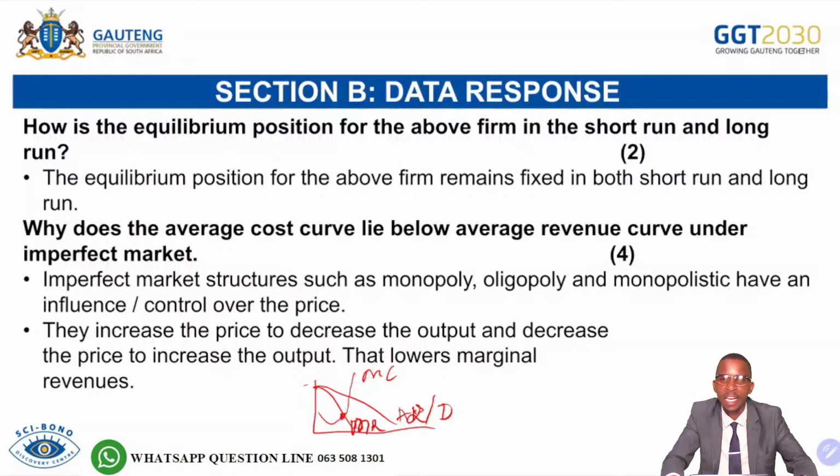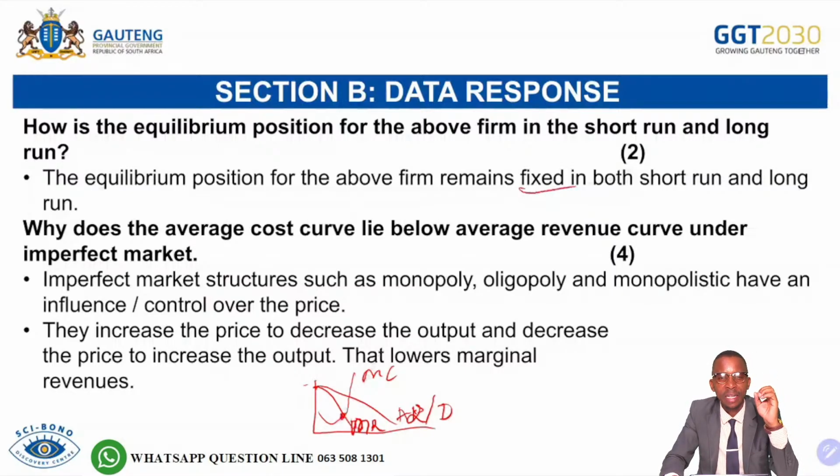It remains fixed, it doesn't change, because the firm has an influence over the price, and any change in price is indicated by the change along the demand. So the equilibrium position for the above firm remains fixed in both the short run and long run. It is not flexible. Why does the average cost curve lie below the average revenue curve under the imperfect market structure?